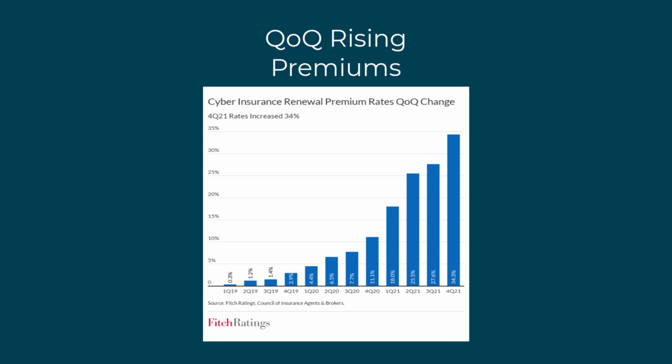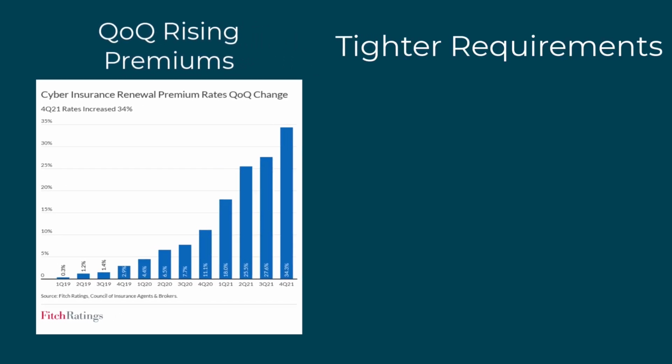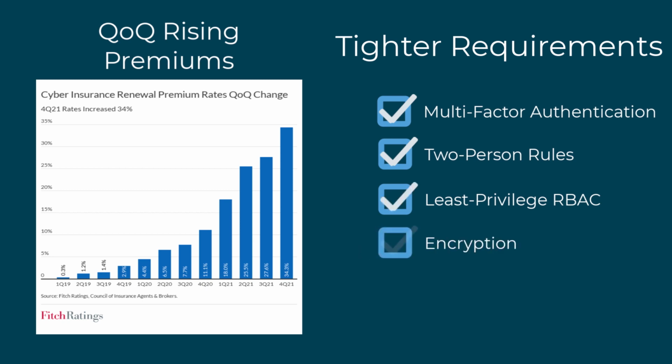quarter over quarter. And along with these rising premiums comes tighter requirements to even get cyber insurance in the first place. Most providers now insist that clients implement security technologies such as multi-factor authentication, two-person rules, least privilege RBAC, and of course, encryption. While these are mostly table stakes within environments today, we're hearing of yet another requirement from cyber insurance companies. They're asking enterprises to deploy something called a data vault.